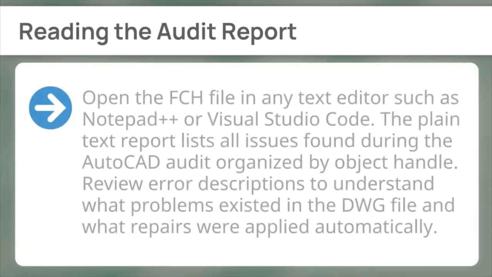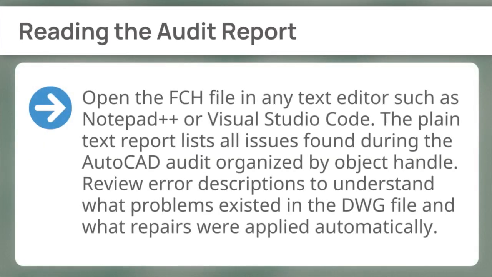First, reading the audit report. Open the FCH file in any text editor such as Notepad++ or Visual Studio Code. The plain text report lists all issues found during the AutoCAD audit organized by object handle. Review error descriptions to understand what problems existed in the DWG file and what repairs were applied automatically.